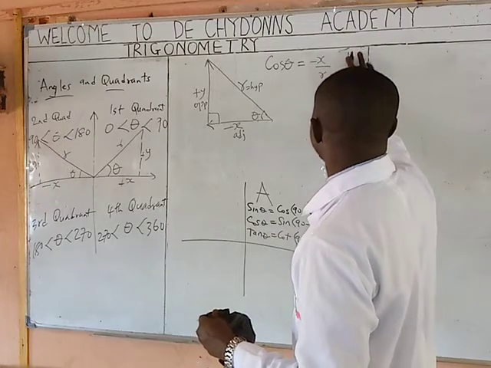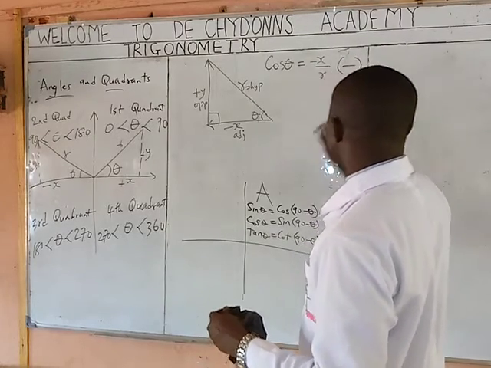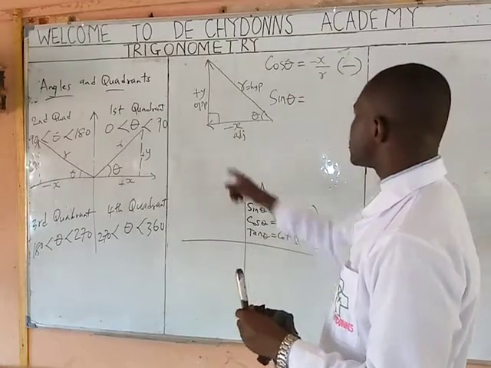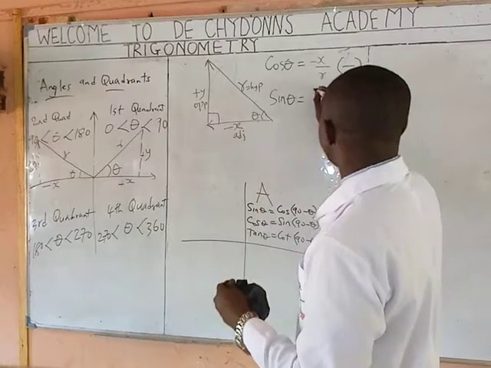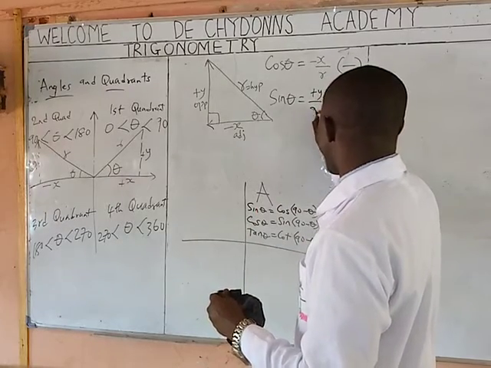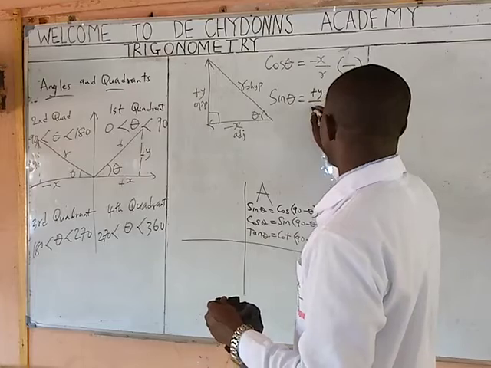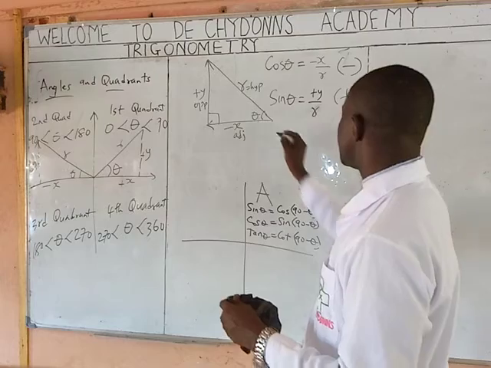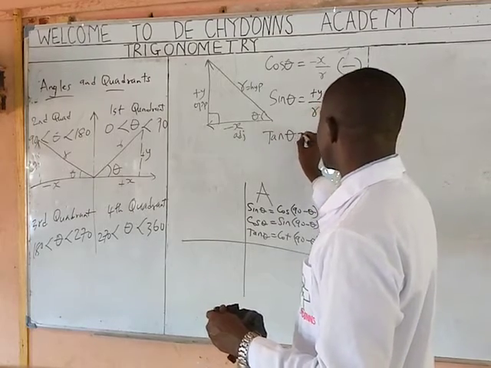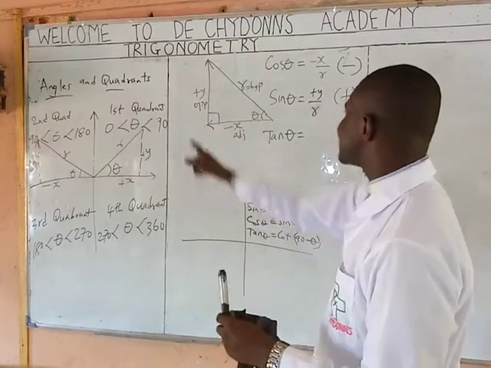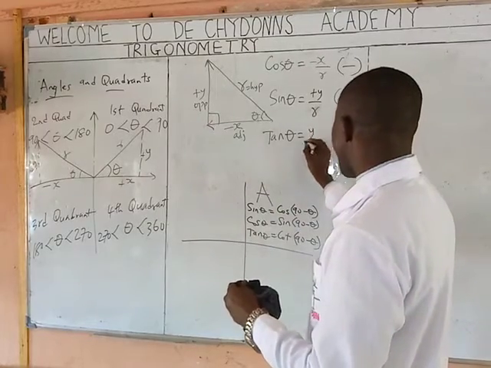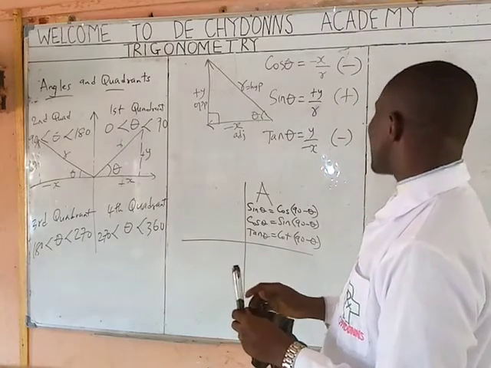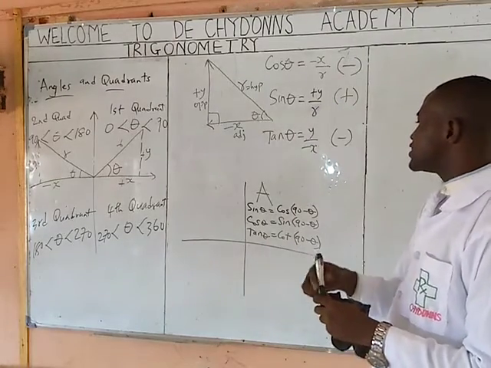So everything will be what? Negative. We go for sin theta. Sin theta is opposite over hypotenuse, plus y over r. Then we say everything will be positive because there is no negative there. Then tan theta is equal to opposite over adjacent. Opposite is y, adjacent is minus x, everything is negative. That tells you that only sin is positive in the second quadrant.